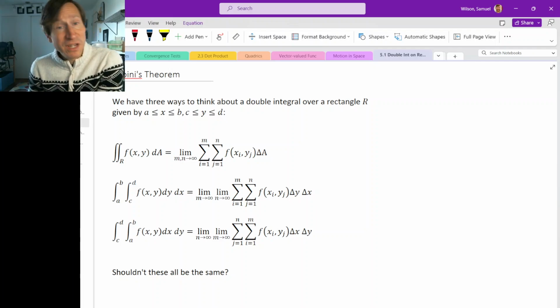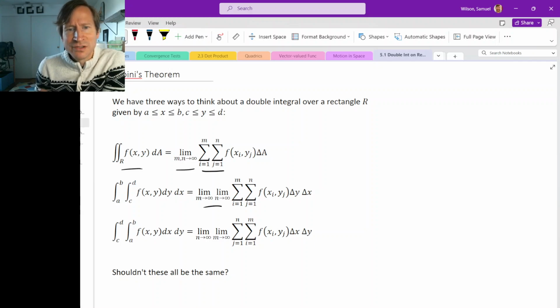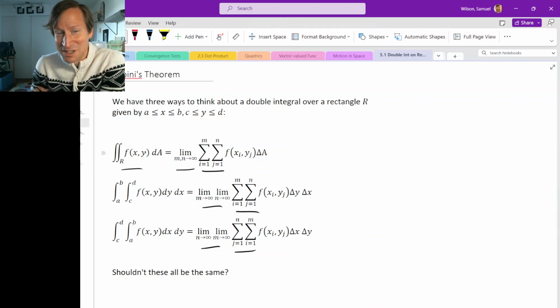So we have this new thing we can do with functions of two variables. We can do double integrals with them, because double integrals are built on top of limits and sums, right? However, whichever version of a double integral you use, and assuming the function is continuous, these are all equal to each other by Fubini's theorem.